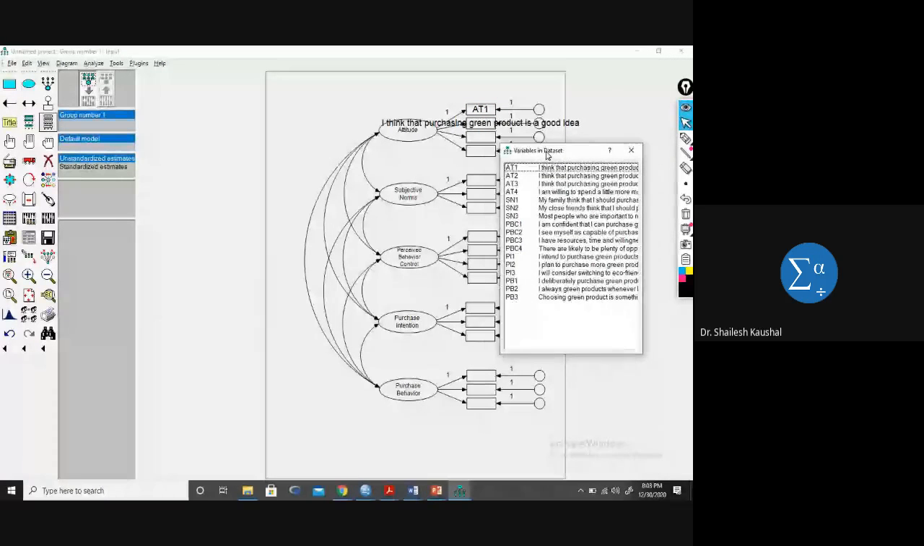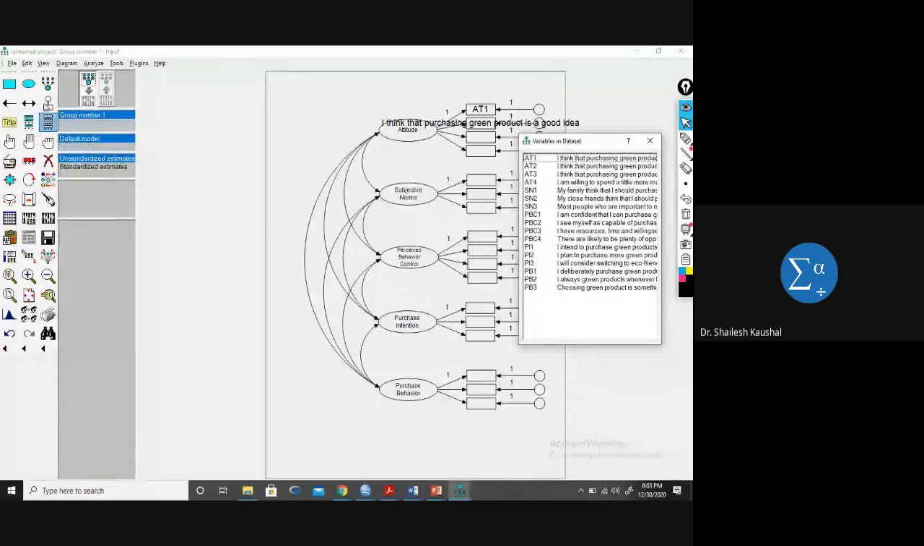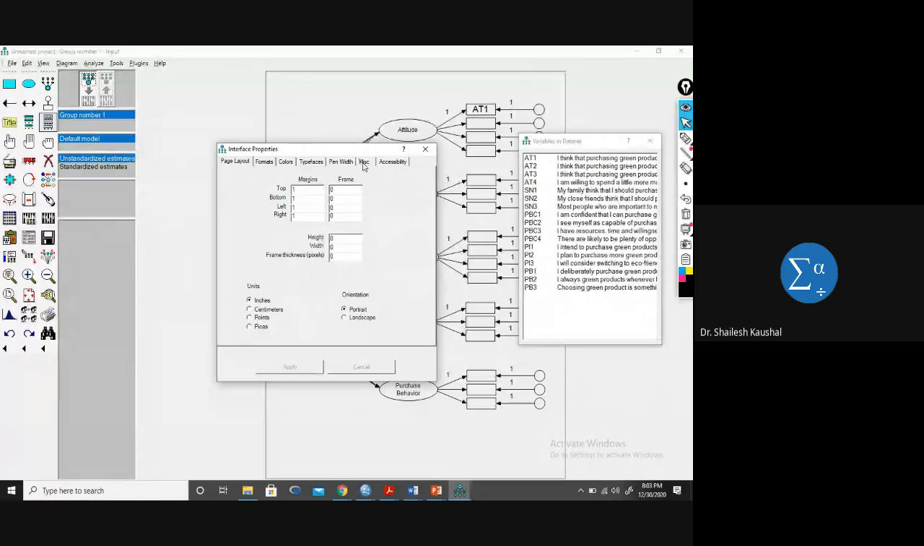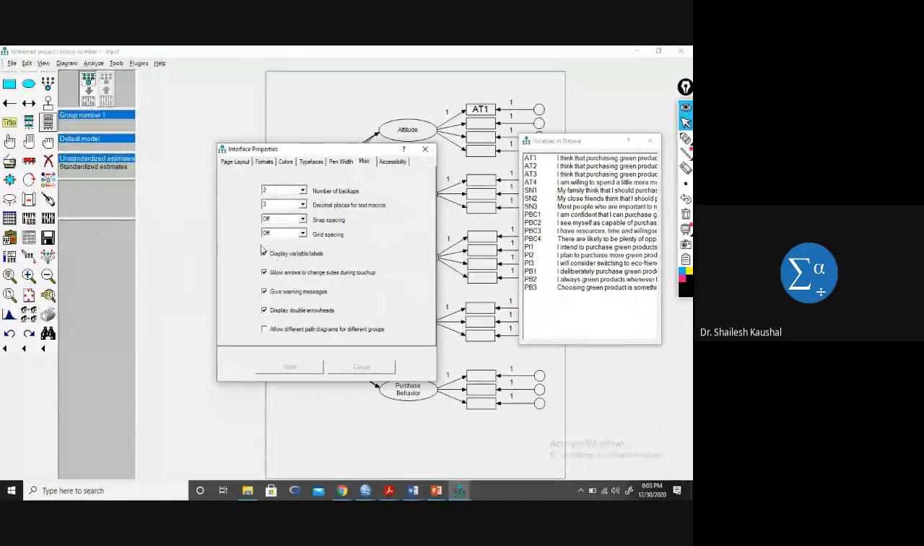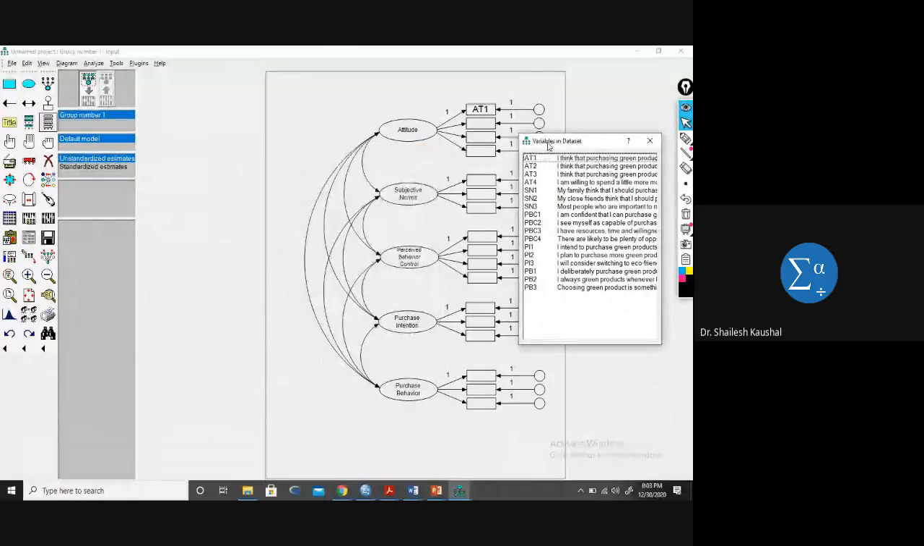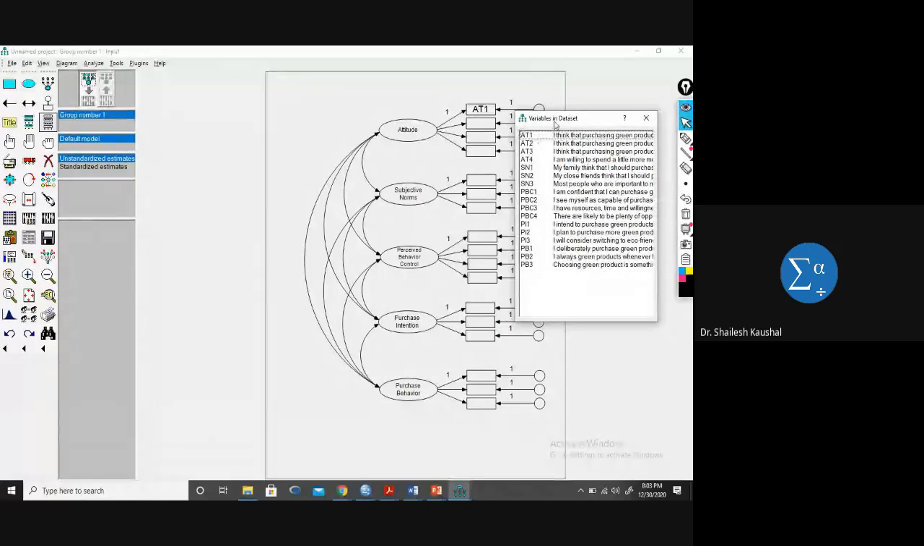Then what should we do? First of all, undo, and then we go to View, Interface Properties, and then Miscellaneous, untick Display variable table labels. Untick this, and then apply, and after apply, okay. Now I can put all the questions here.